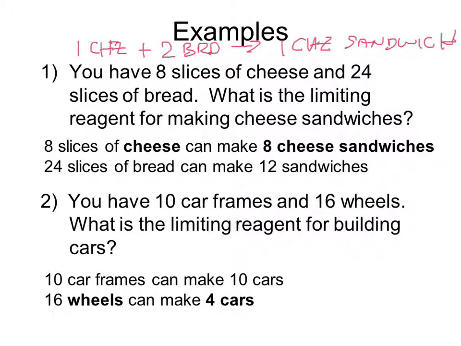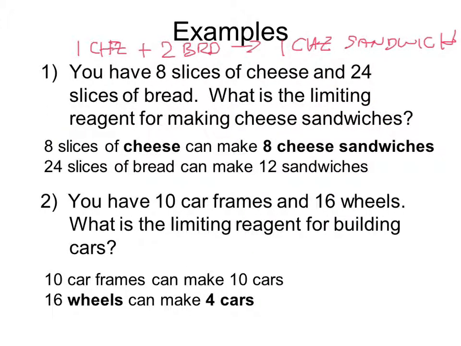Here's an example of what I mean by limiting and excess reactants. Let's look at making a cheese sandwich. Here is our balanced reaction: one piece of cheese plus 2 pieces of bread yields 1 cheese sandwich. That's our chemical reaction for the cheese sandwich. I tell you that we have 8 slices of cheese in our refrigerator, and in our cupboard we have 24 slices of bread. So the question is, what is the limiting reagent for making the cheese sandwiches?